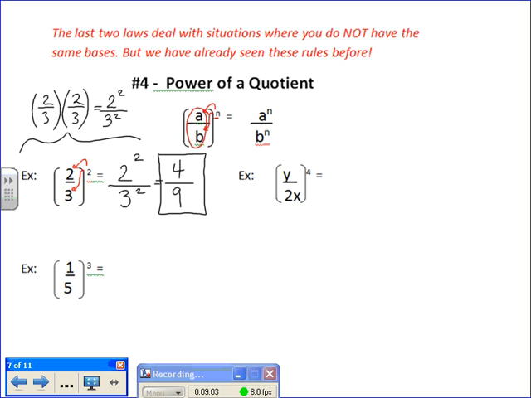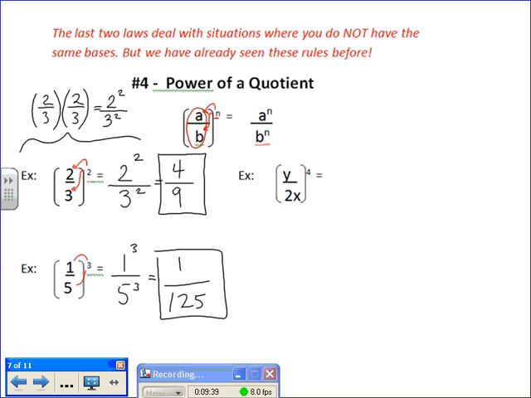Okay, let's do the one below here. We've got 1 over 5 to the exponent 3. Again, that 3 is outside the brackets. I'm going to apply that exponent 3 to both the 1 and the 5. So I get 1 cubed over 5 cubed. And I want you to go further now and figure out what 1 cubed is. Well, 1 times 1 times 1 is just 1. And on the bottom, 5 exponent 3: 5 times 5 is 25, and 25 times 5 is 125. And there's my final answer.